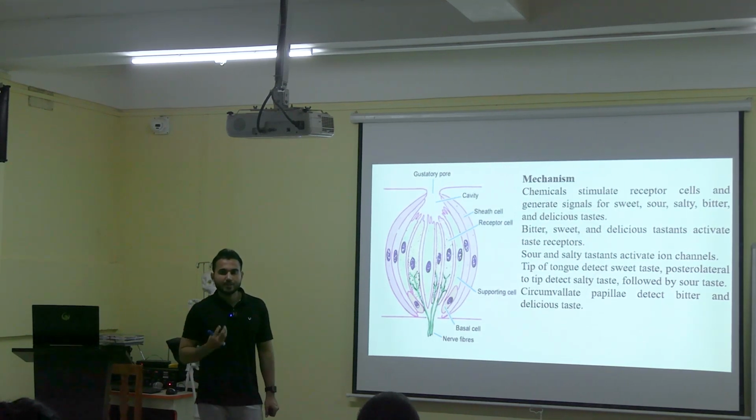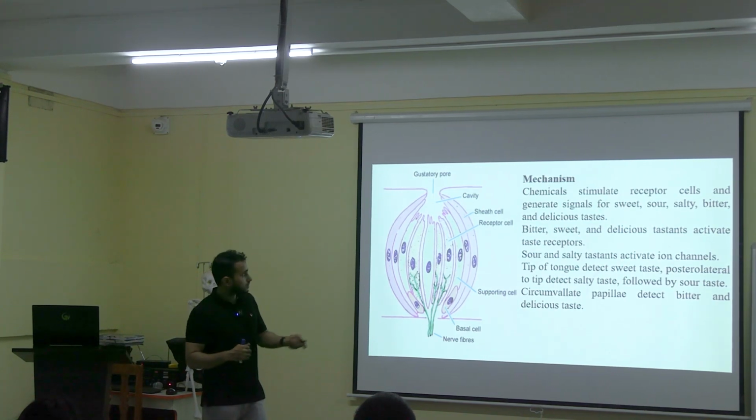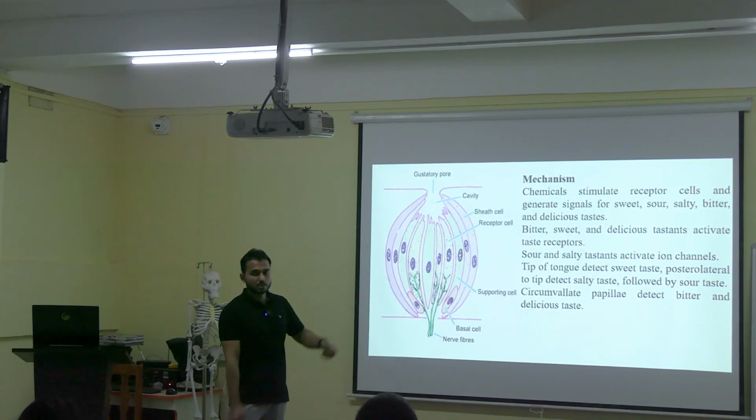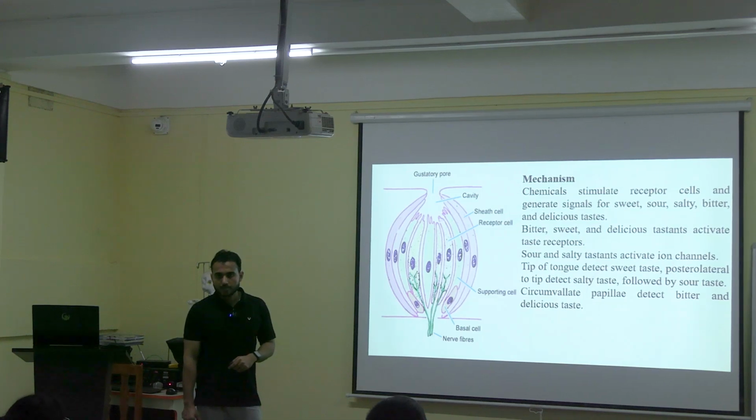So listen carefully. Whenever we are eating something, we chew the food. Whenever we are chewing, saliva secretion is there. Saliva will mix with the food. When the saliva mixes with the food, it comes through the gustatory pore into the gustatory cavity. Once it reaches the gustatory cavity, what will happen? Three different types of cells are there in the gustatory cavity. First, the neuroepithelial cell.